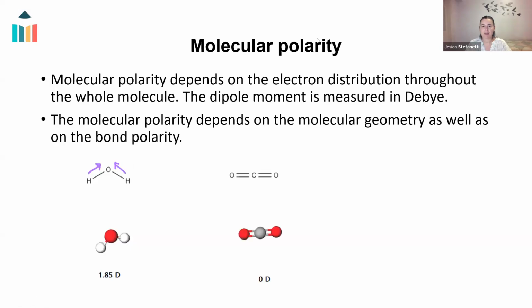Now, if we think about carbon dioxide, this molecule results as a nonpolar molecule, because even though the molecule will have polar bonds, these polar bonds present a polarity that is exactly the same and with opposite direction. So the bond polarities here are just canceled. And as a result, the molecule results as a nonpolar molecule.